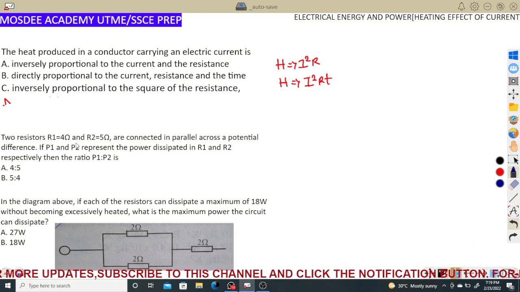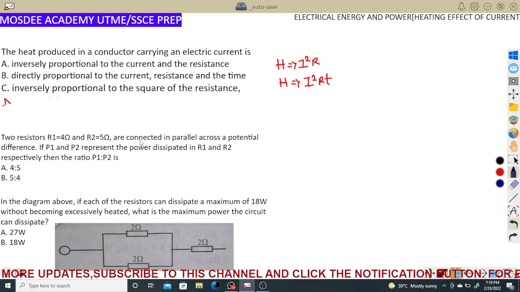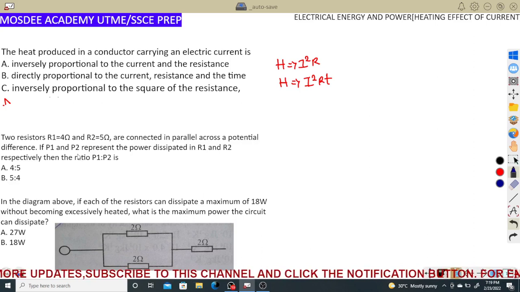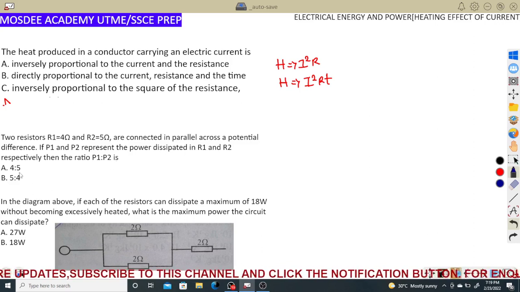Now, two resistors, R1 is 4 and R2 is 5, are connected in parallel across a potential difference. If P1 and P2 represent the power in R1 and R2 respectively, then find the ratio of power P1 to P2. The option should be 4 over 5. They only gave us 2. In fact, none of these options will be correct.